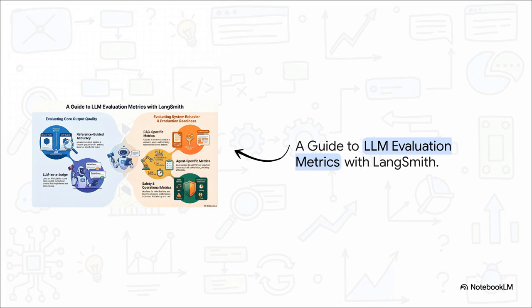It splits the whole idea of LLM evaluation into 2 big buckets. Over on the left, you've got core output quality, which is just a fancy way of asking, hey, is the answer actually any good? Then on the right, we'll get into system behavior and production readiness, which is all about making sure the entire system can handle the real world. We're going to start on the left side.